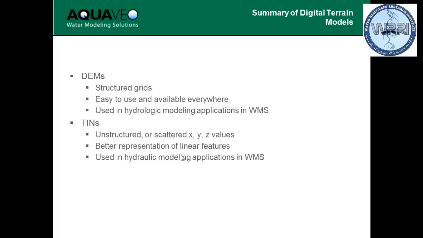DEMs are gridded elevation data. TINs are just scattered XYZ points that are not set to any grid. So anytime I read in just scattered survey data, it's going to be a TIN. Anytime I read in some kind of gridded elevation data, that's a DEM.